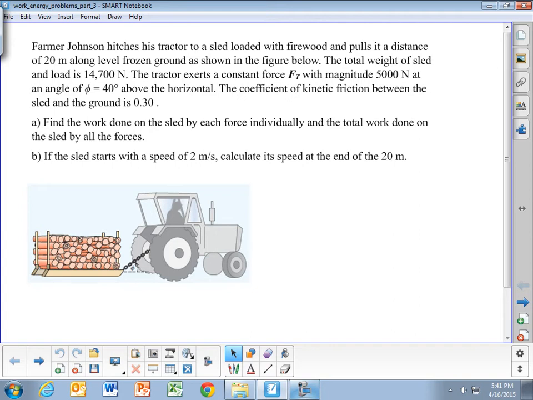In these example problems, we're going to look at things where there's a little bit more going on than in some of the last problems that we've had. In this problem, we have a person who has a tractor and he's pulling a bunch of firewood along the ground. So we have the tension in the chain, the weight of the sled, the angle that the tension is pulling at, but we also have friction acting. We're told that the coefficient of friction between the sled and the ground is 0.3.